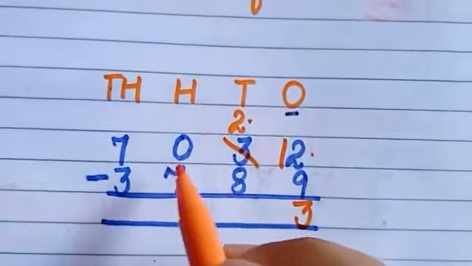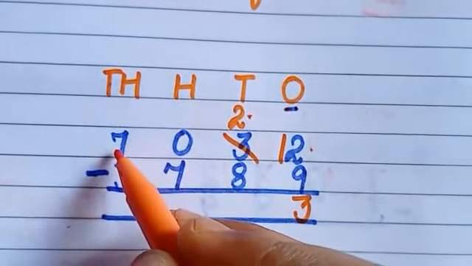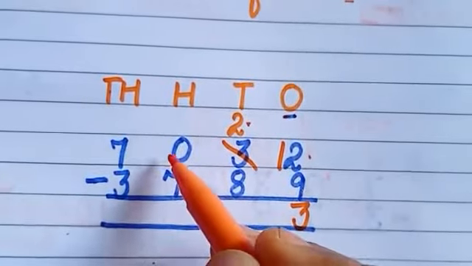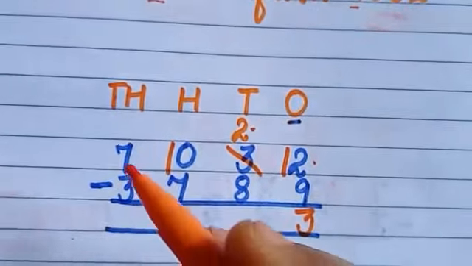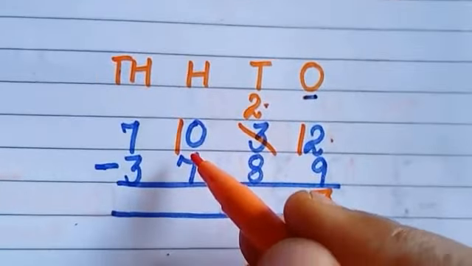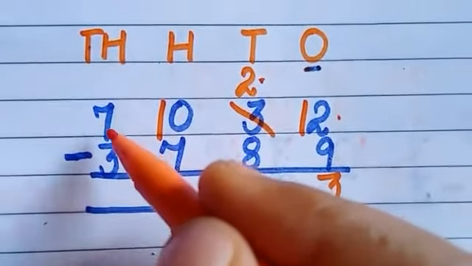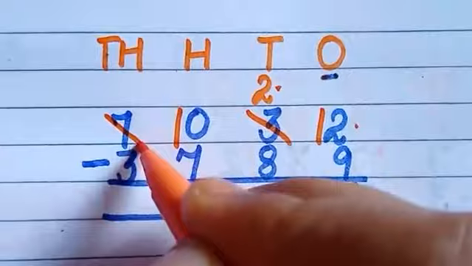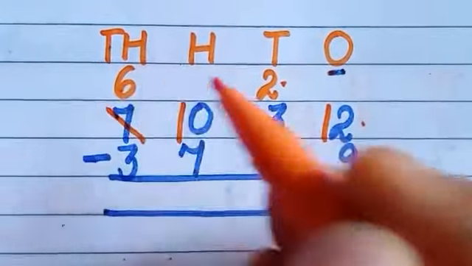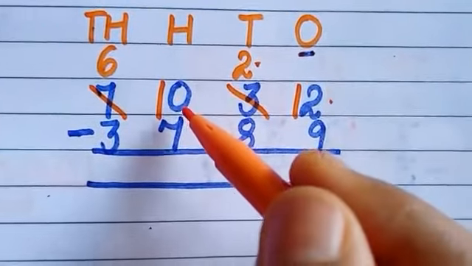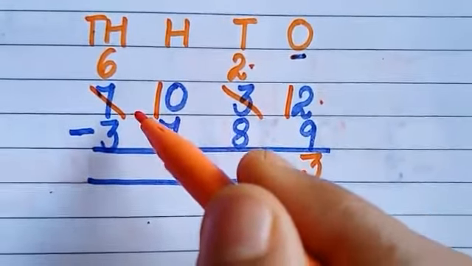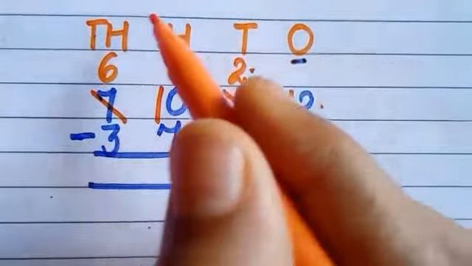So this 0 borrows from this 7 and becomes 10. Okay? And this 7 becomes 6, because 7 has given 1 to 0. So it becomes 10 now. Right?